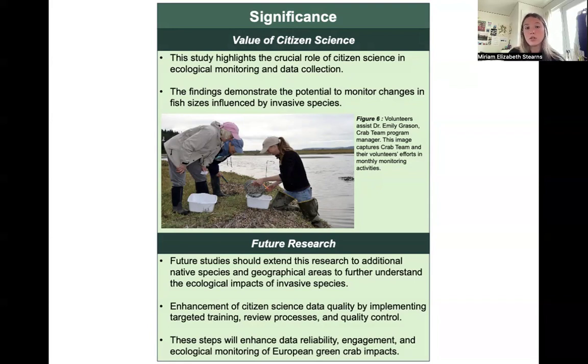Looking ahead, future research should expand to include additional native species and cover a broader geographical area. This will help us gain a more comprehensive understanding of the ecological impacts of invasive species like the European green crab. Then enhancing the quality of citizen science data is also important.